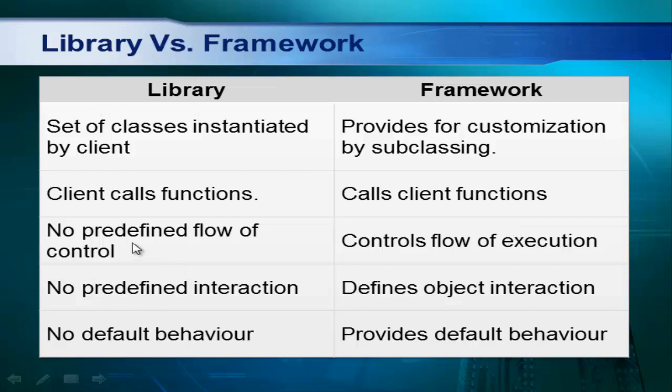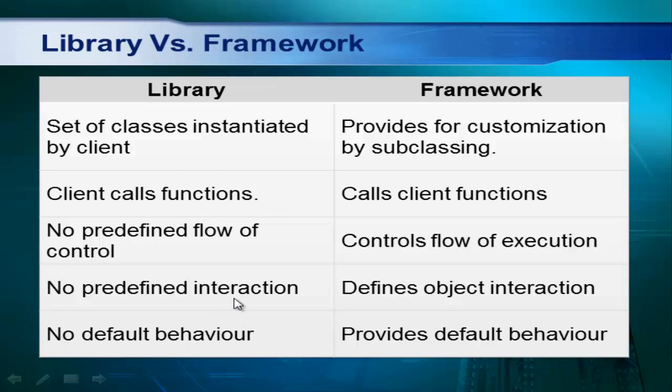The next one is there is no predefined flow of control. You are the one who is going to decide. You are going to say it will call the math function, it will call the AWT function. You are deciding it. Tomorrow, if you change your mind, you will change the steps. Whereas that's not the case here. The flow of control is already defined. You have to write your code according to that.